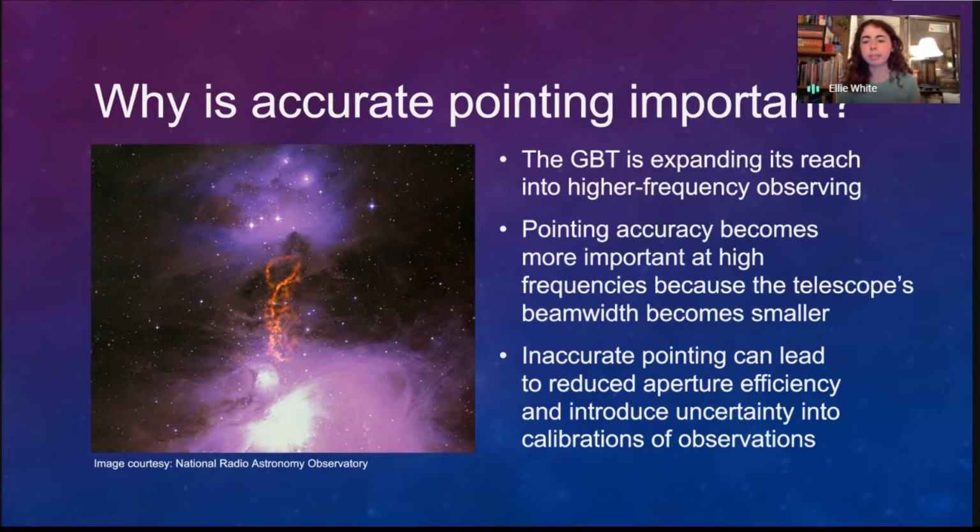Inaccurate pointing can lead to reduced aperture efficiency. Basically it means it can introduce uncertainty into calibrations of your observations. All this means is you could be looking at a source and you might think it's a certain brightness, but you might be off center or slightly off in some way. And so your measurement is not going to be as accurate as it needs to be. So that's why it's important.